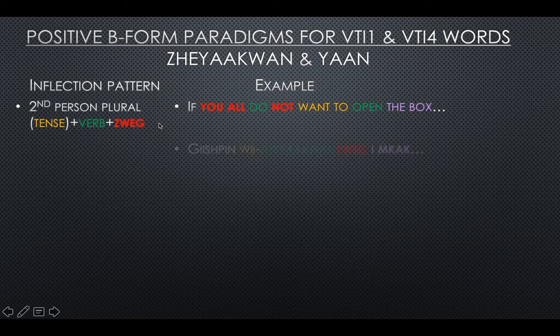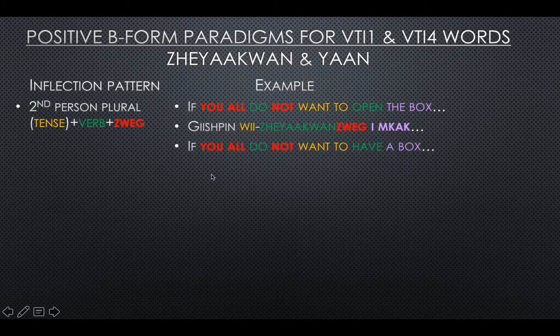So let's see if I'm correct. Ich bin, we, ja kun zweg, im kuk. All right, moving on to our VTI 4 example. If you all do not want to open the box. So really, you're just repeating what I said here, but you're replacing ja kun with Jan, which is right here. Ich bin, we Jan zweg, im kuk.